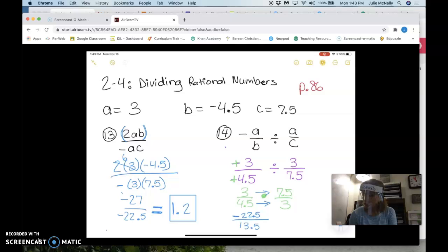13.5. Where did I get the negative from? I have no idea. Maybe that. I just added it. Sorry. I don't know why I did that.